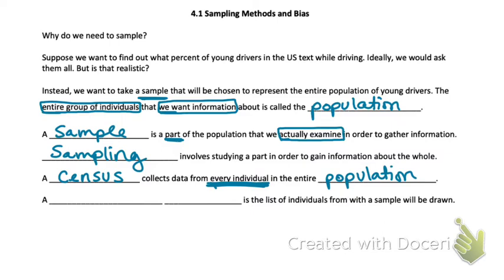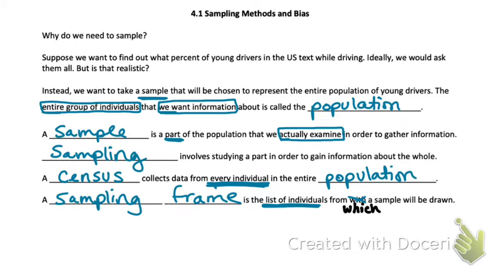Right. Another definition, a sampling frame. A sampling frame is the list of individuals from which the sample will be drawn. That word should say which, not with. I'm so sorry about that typo. A sampling frame is a list of the individuals from which the sample will be drawn.